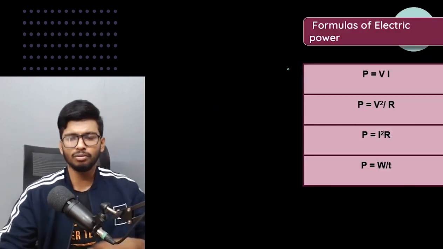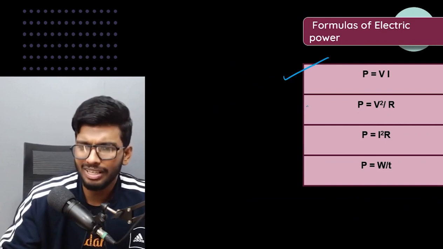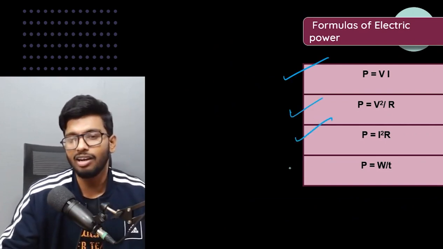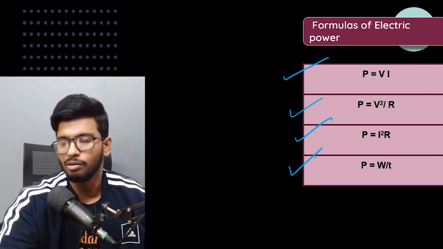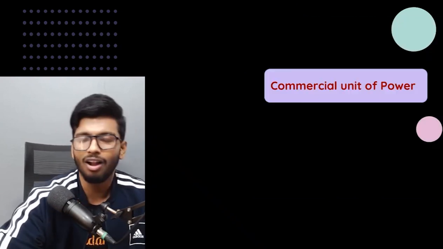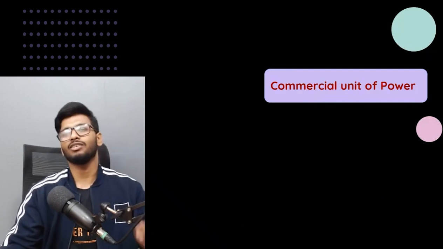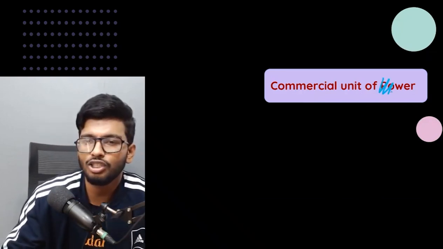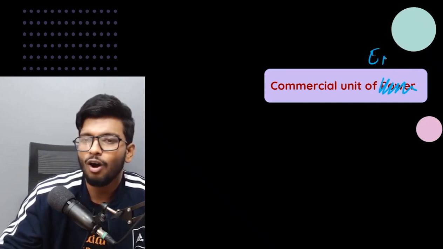So these are all the formulas, people. We just stated that P is equal to V into I is the basic formula. Then we have P is equal to V square by R, I square R, and then we have P is equal to W by T or E by T. Alright guys, now that you've understood this, let's get into the last and final subtopic, which is nothing but the commercial unit of not power, of energy.